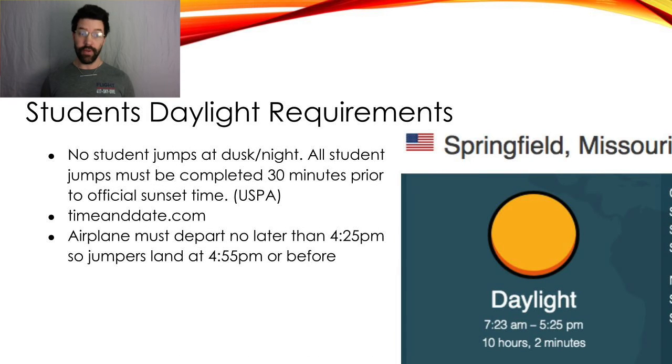All student jumps must be completed 30 minutes prior to official sunset time. I generally go to timeanddate.com to get the official sunset time. In this example, the sunset is at 5:25 p.m., so all students have to be on the ground by 4:55 p.m. With the climb to altitude taking roughly 25 minutes, this means that the airplane has to depart no later than 4:25 so that all jumpers land in time to give us the 30 minutes buffer prior to official sunset.